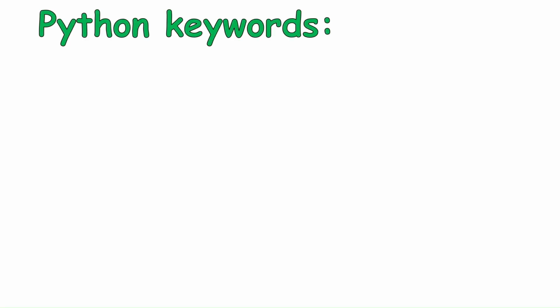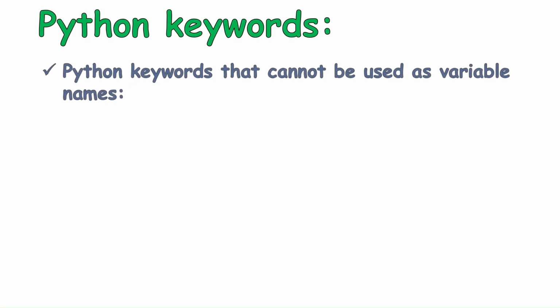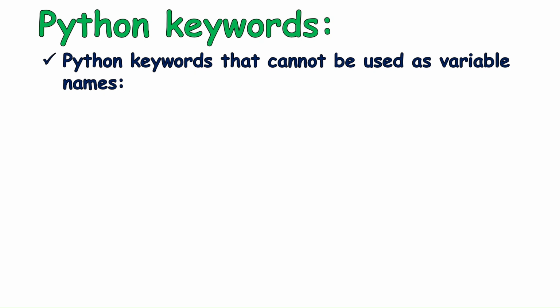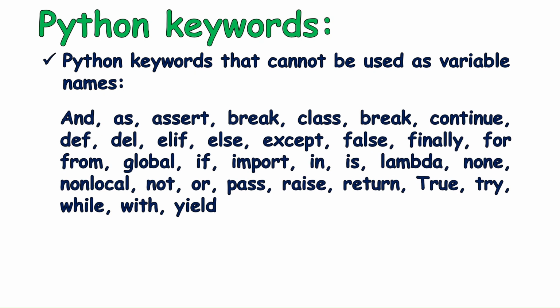Python keywords are the set of words that are reserved by the Python programming language. These are used while writing Python code and cannot be used as variable or function names. Here, you can see the set of Python keywords.